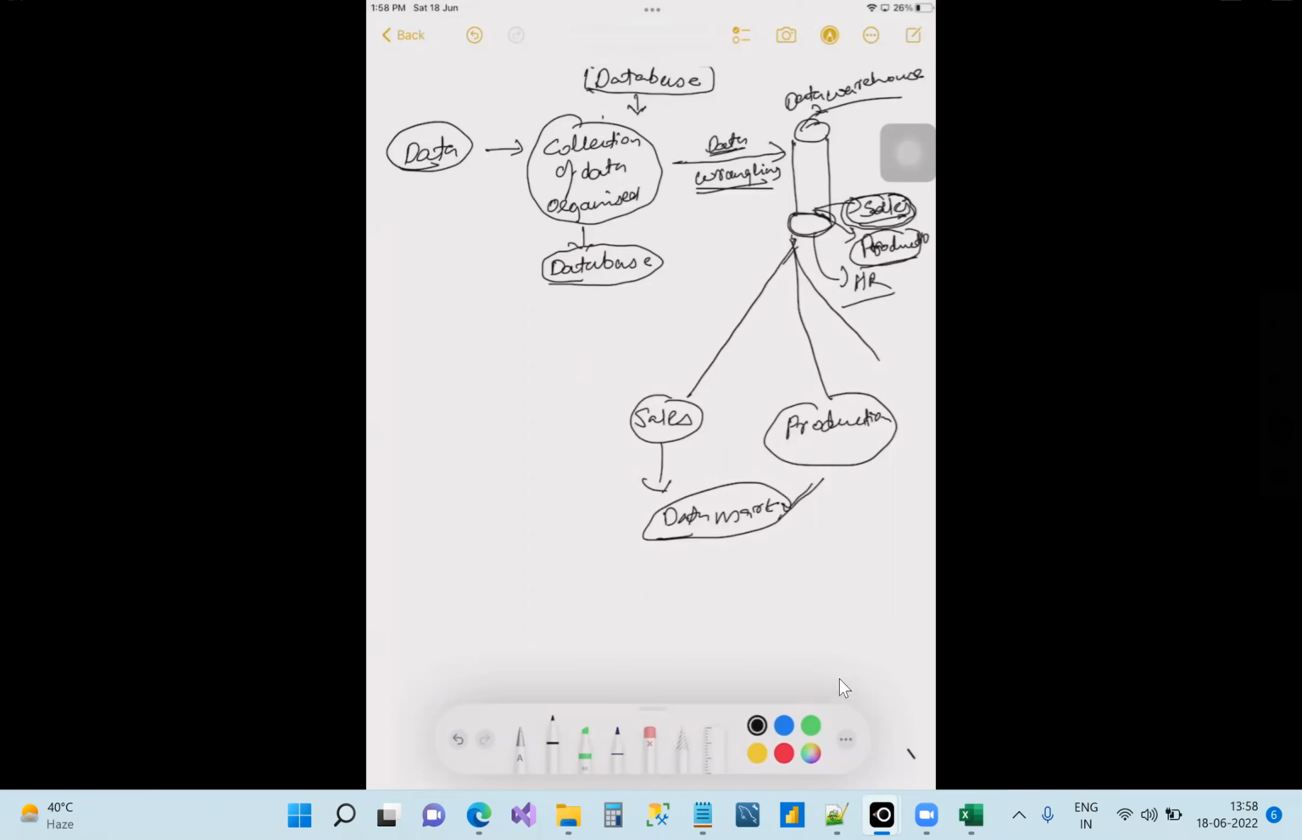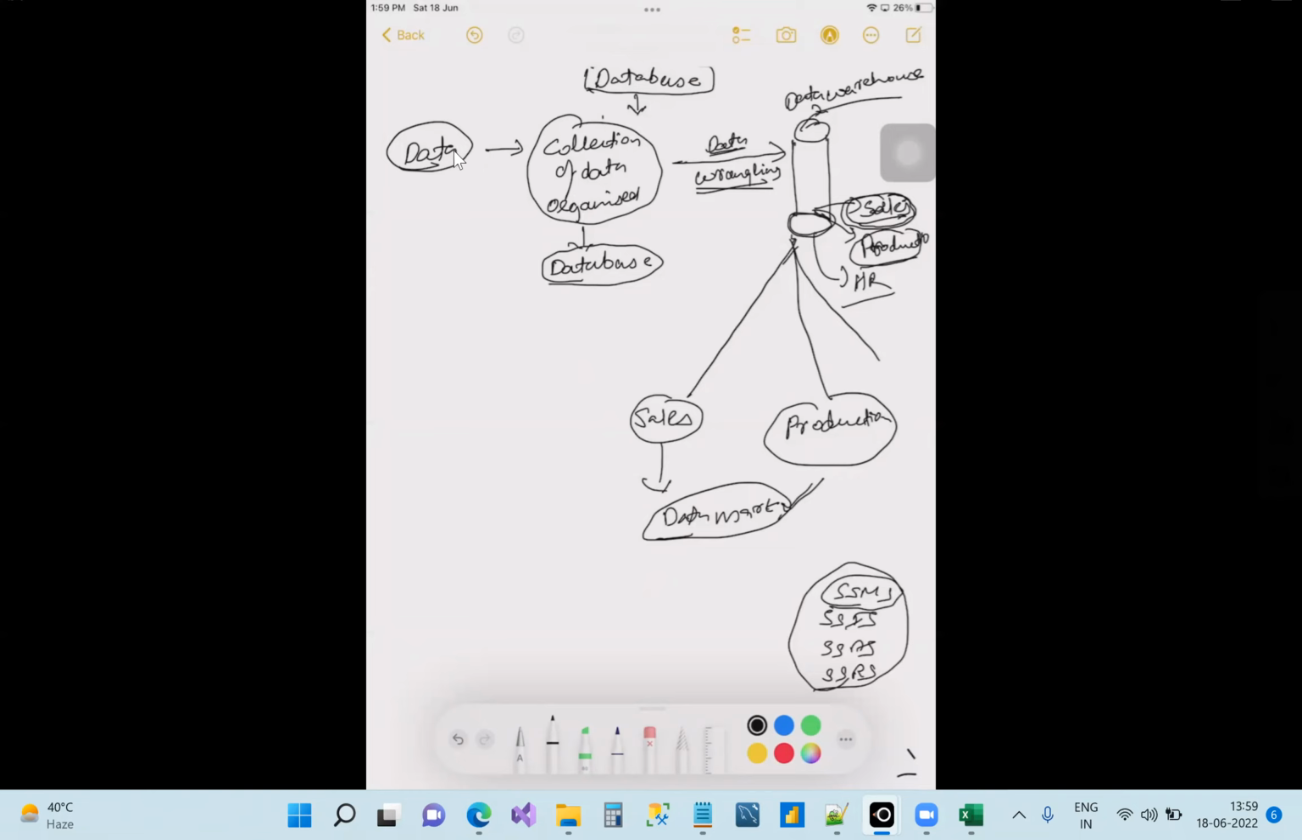Sir, I have one query. What is the difference between SSMS, SSIS, SSAS, and SSRS? I'll tell you right now. Right now in SQL we are working with this, and I'll tell you the difference between all of these.